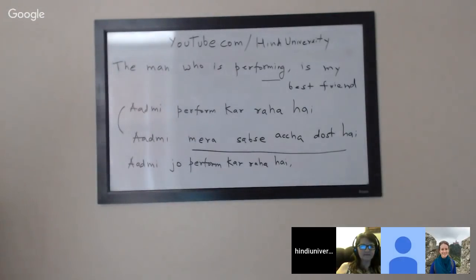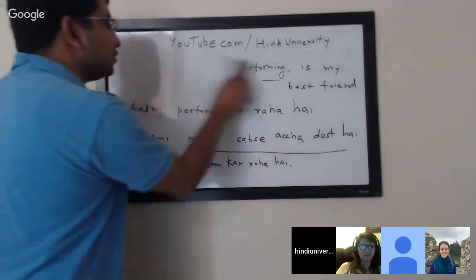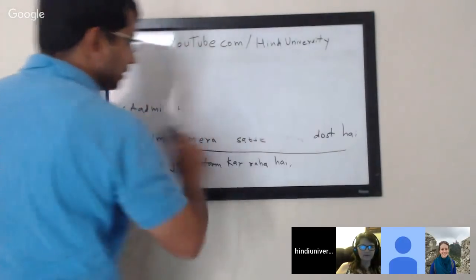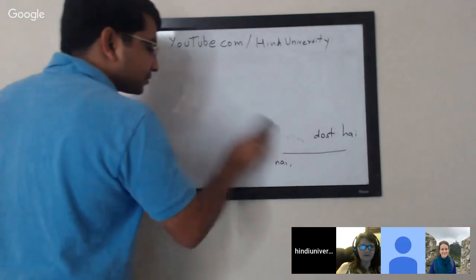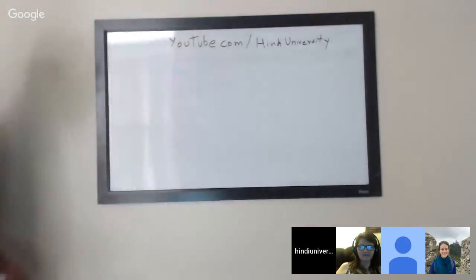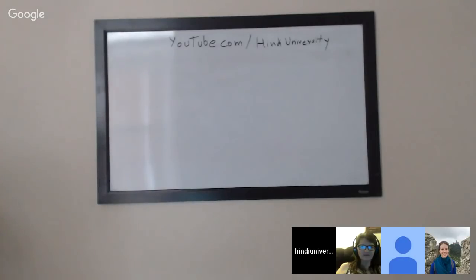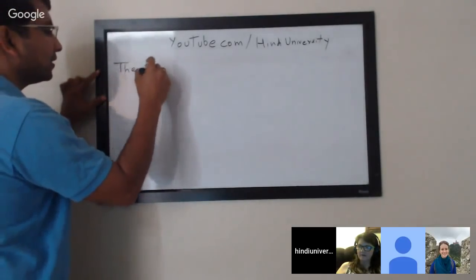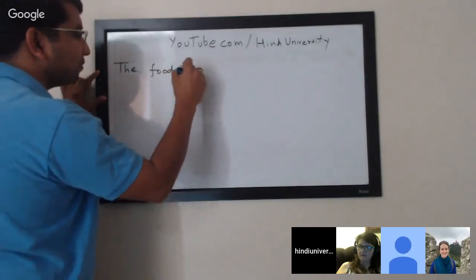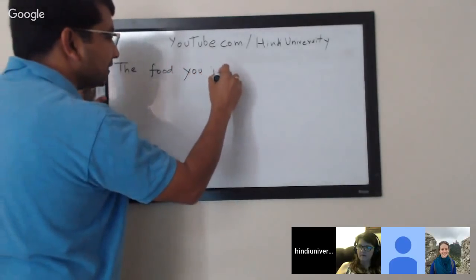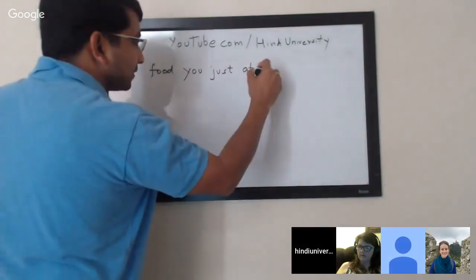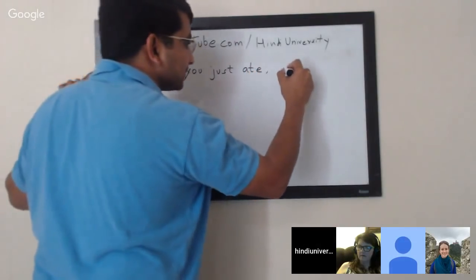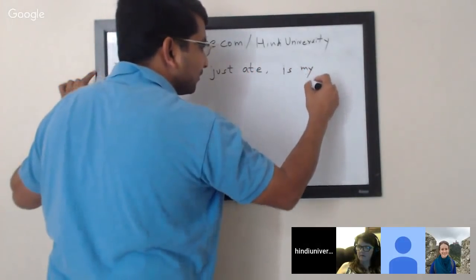So my goal is to now cover those scenarios, so that you don't limit the use of the relative pronoun only to these kinds of scenarios. It's important that you use it and take a risk. So the next sentence I have is: the food you just ate is my favorite. The food you just ate is my favorite.